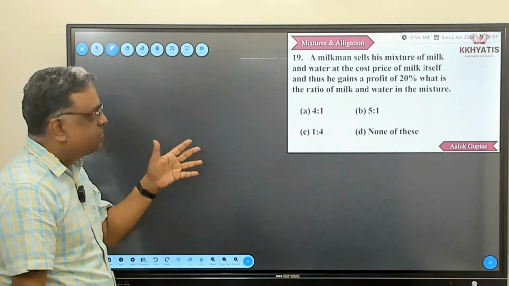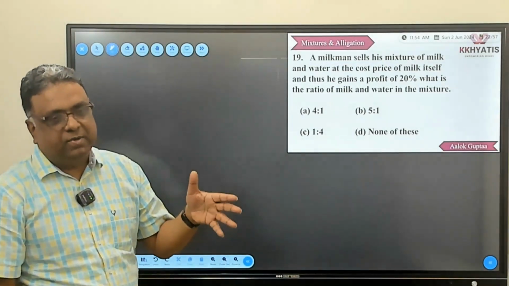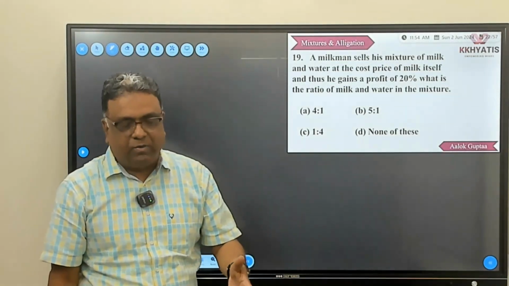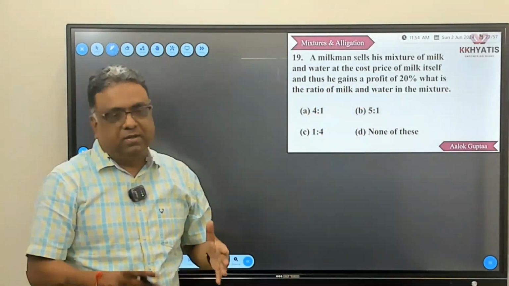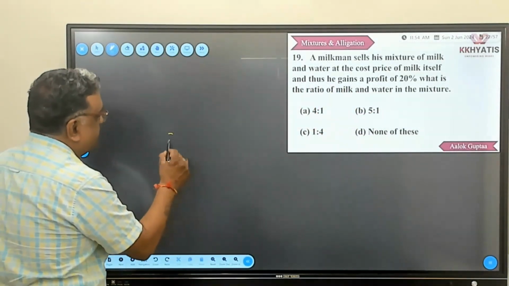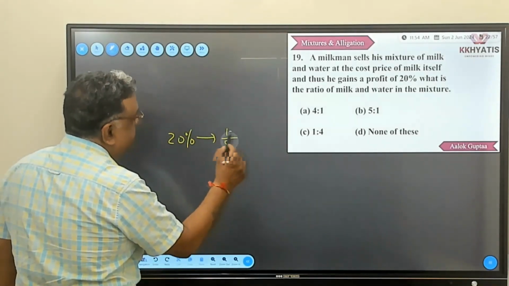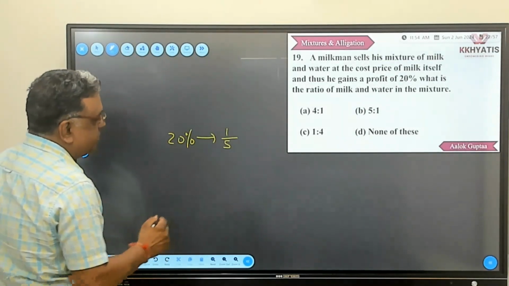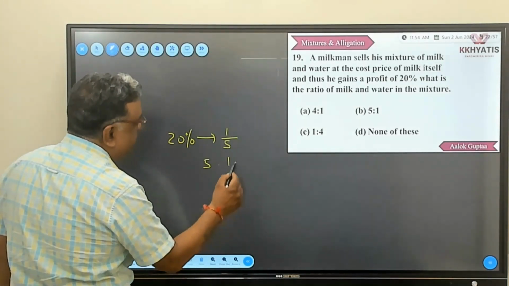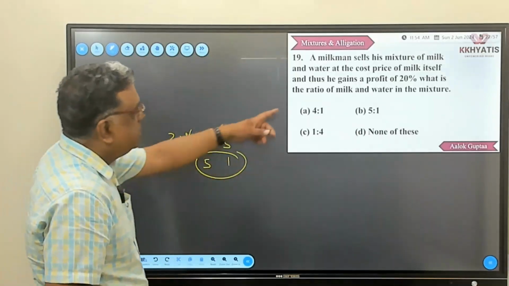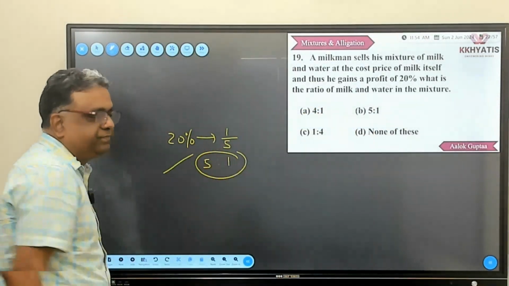So in this case also he's selling at the same price he bought the milk, which means that profit is coming purely because of adding water. And water is how much he's added? 20%. So 20% corresponds to 1 by 5, which means in every 5 liters of milk he's adding 1 liter of water. So the ratio of milk and water in the mixture is 5 is to 1.